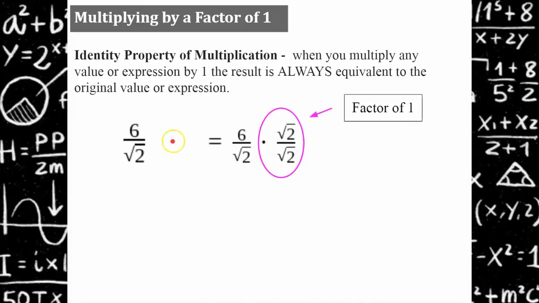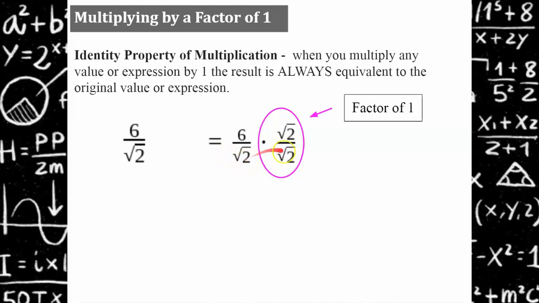So we're going to use the identity property of multiplication, and we're going to pick this factor of 1. The square root of 2 over the square root of 2 is equivalent to 1, so we're multiplying by a factor of 1. Now, I picked the square root of 2 divided by the square root of 2 because that will make the denominator a perfect square root.